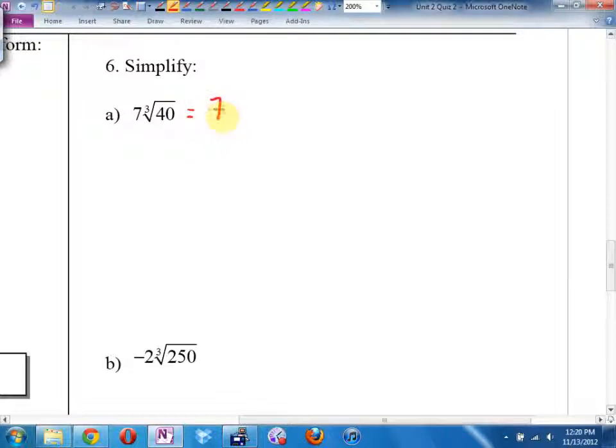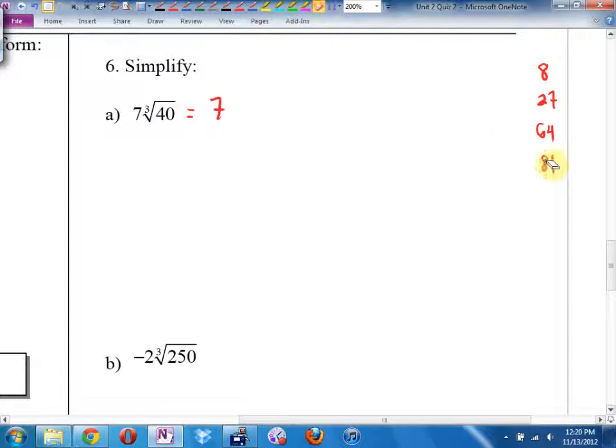This is going to be 7. What kind of a root is this? So now if this was square root, I would write that as root 4, root 10. It doesn't say square root, it says cube root. I'm looking for the perfect cubes. Now the perfect cubes are 8, 27, 64, and 125. 2 cubed, 3 cubed, 4 cubed, 5 cubed. Those are the ones I have up here.